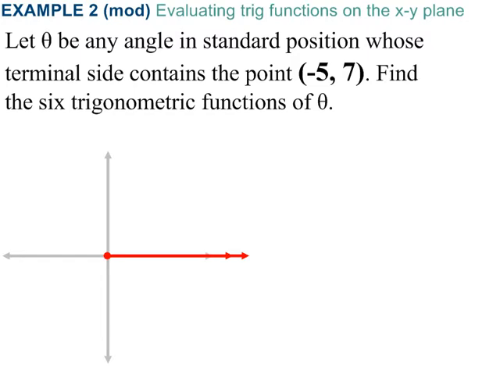Evaluating trig functions on the xy plane. Let theta be any angle in standard position whose terminal side contains the point -5, 7. Those are x and y values. Find the 6 trig functions of theta. So if I go onto my xy plane and I draw -5 over and 7 up, once again I ask that you draw a reasonable drawing. This length here should be less than that length there.